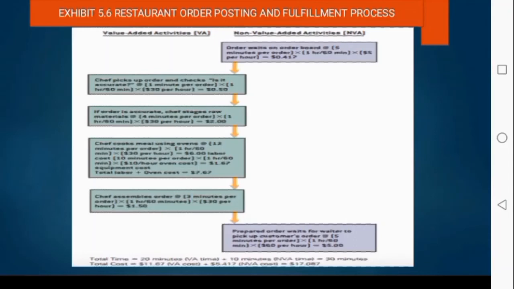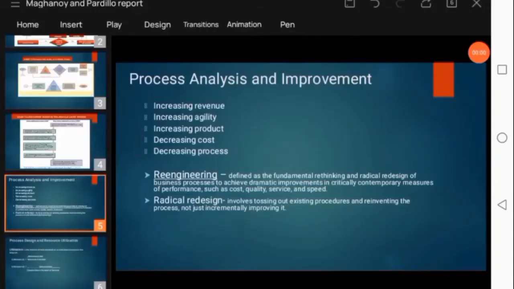So ang kaning 20 minutes is sa value added activities and kaning 10 minutes is sa non value added activities. Then the total cost is equal to 11.67 value added cost plus $5.417 non value added cost is equal to $17.87.